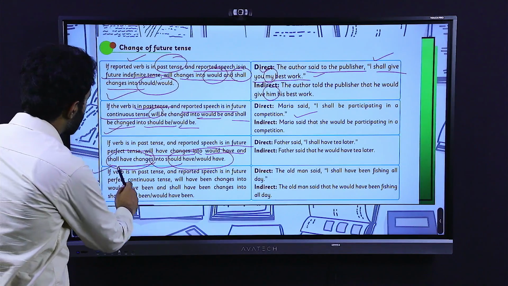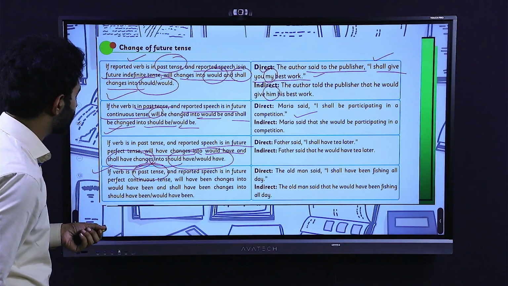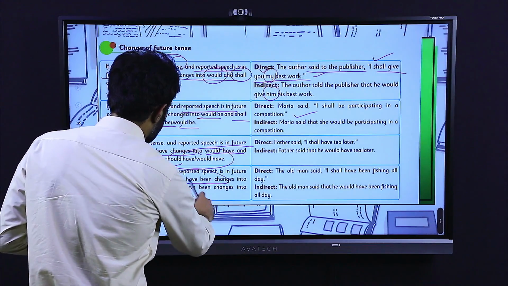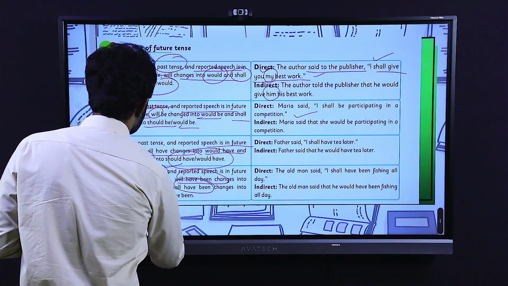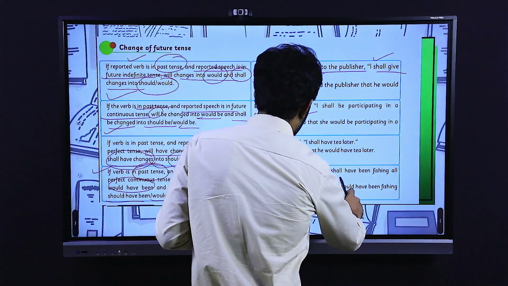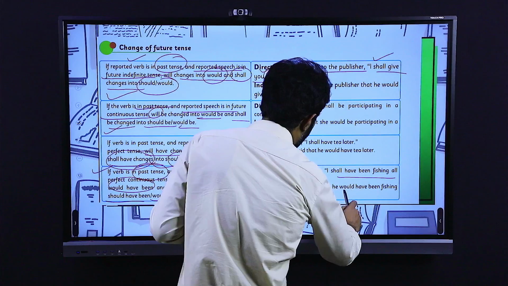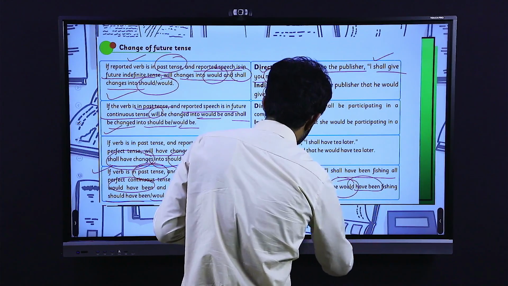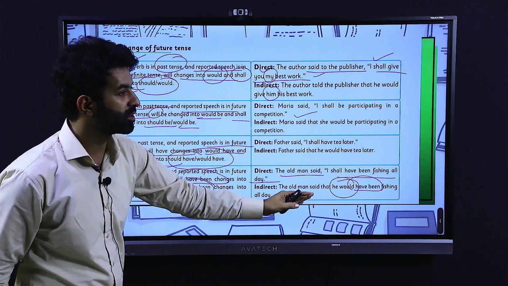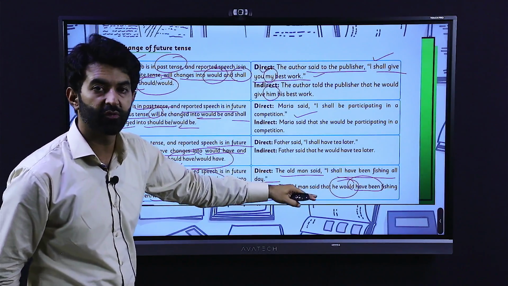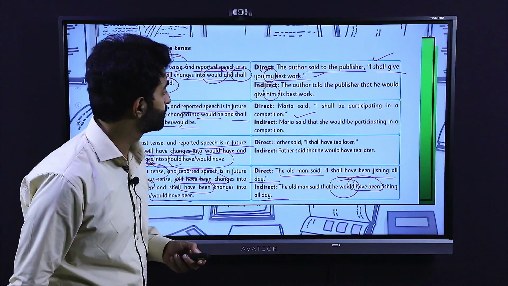And if you have verb that is in the past tense and reported speech is in the future perfect continuous tense, will have been changes into would have been, and shall have been changes into should have been or would have been. The old man said, I shall have been fishing all day. The old man said that he would have been fishing all day. So just by memorizing the rules, you can apply them in your sentences, change the reported verb, and change the pronouns as well according to the situation, according to the tense.